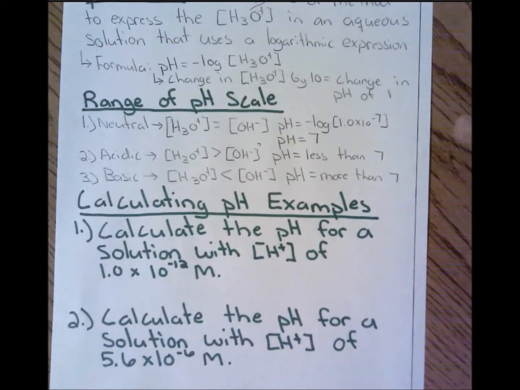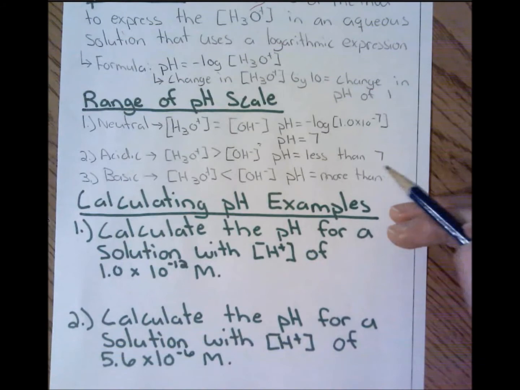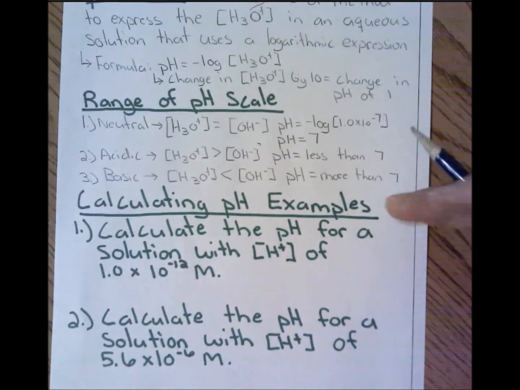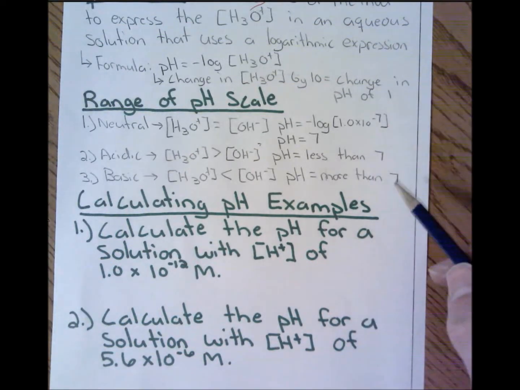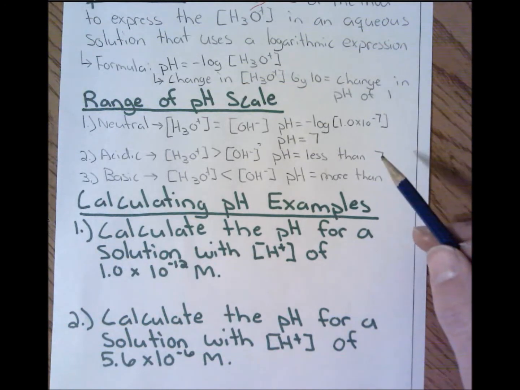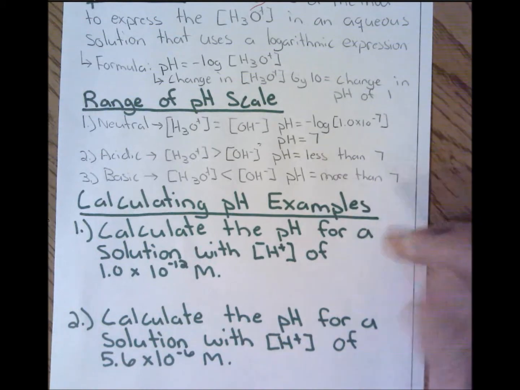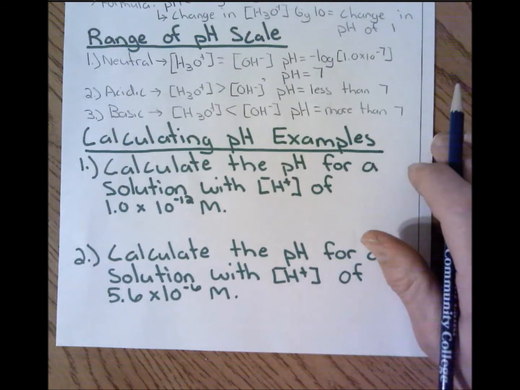Now typically what you'll see is a range of 0 to 14. That's not necessarily wrong, but you can get negative pHs and you can get pHs above 14, so don't look at that as a constraint. Look at it as a basis around that 7, and you'll see why in a second. It can be less than 0 in the case of an acidic solution, and it can be more than 14. Just remember that. These things are really important. So to be able to calculate the pH, you already saw me calculate the pH of a neutral solution.